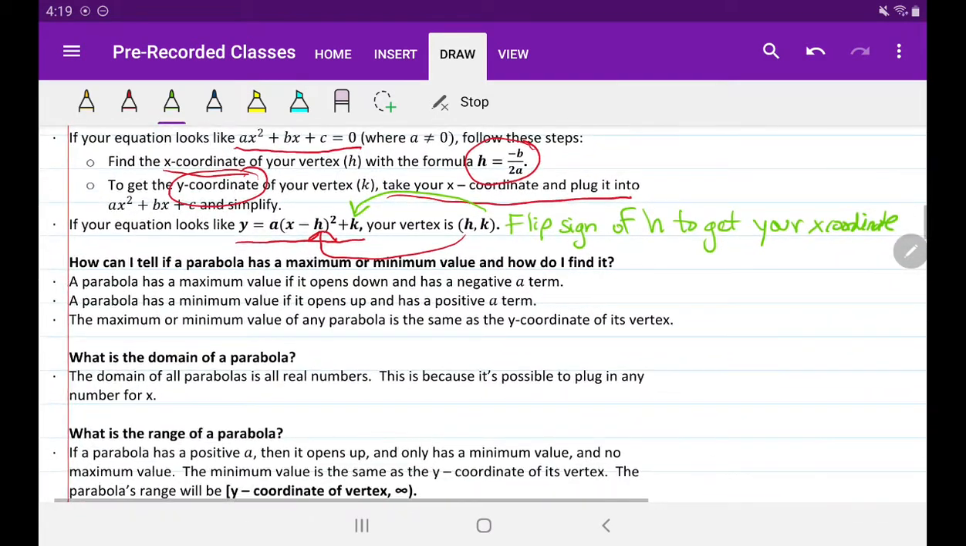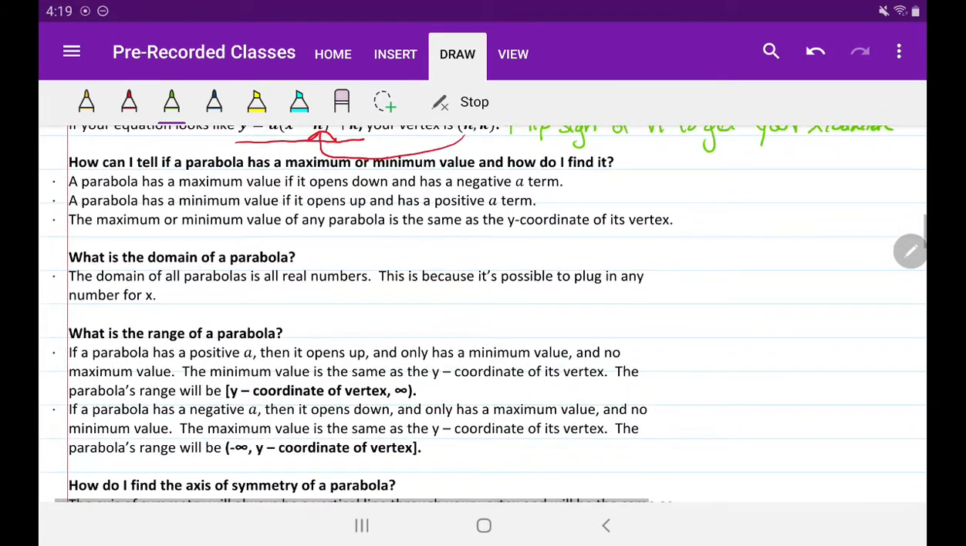Okay, so how can I tell if a parabola has a min or a max value? Well, that all depends on its a term and whether or not it opens up or down. So it's going to have a max value if it opens down and it has a negative a term. And that makes sense because if our parabola opens down, it looks like that, right? So it's only going to have a high point or a max.